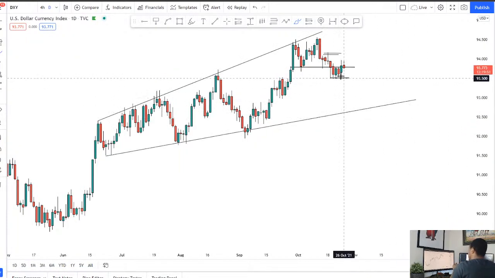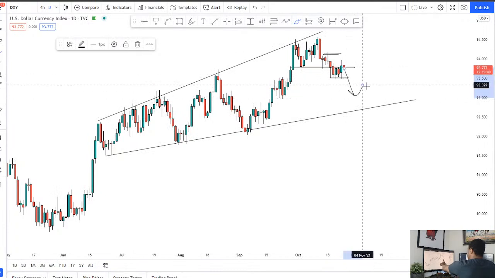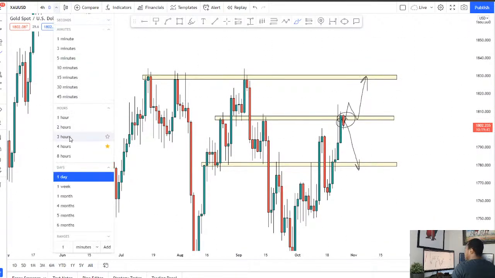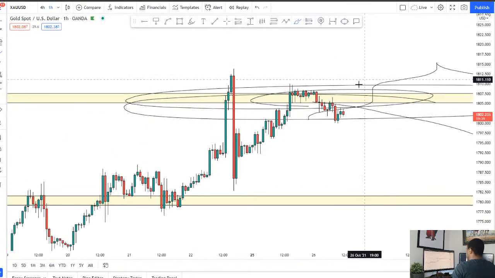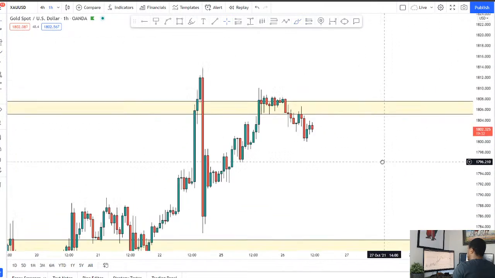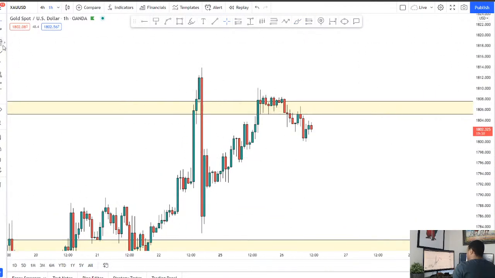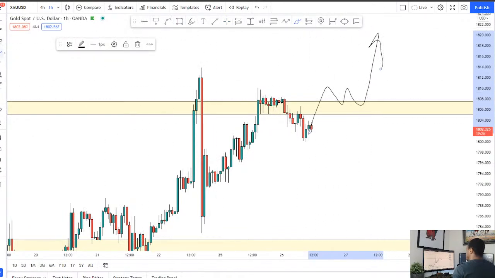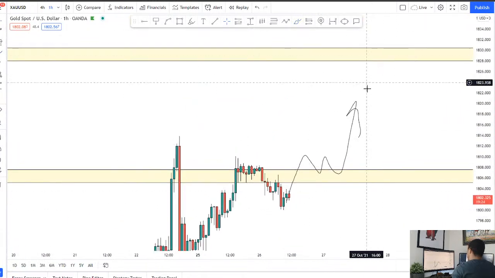DXY right now looks like it might be giving us a move to the downside. So with that information, I probably would favor gold breaking to the upside and continuing this bullish run back up to 1830. So if I go on the hourly time frame and clear that up, because that is looking messy. So yeah, if gold can get above this level, 1806 around there, then I do think we'll probably see some nice continuations to the upside and back up to 1830.